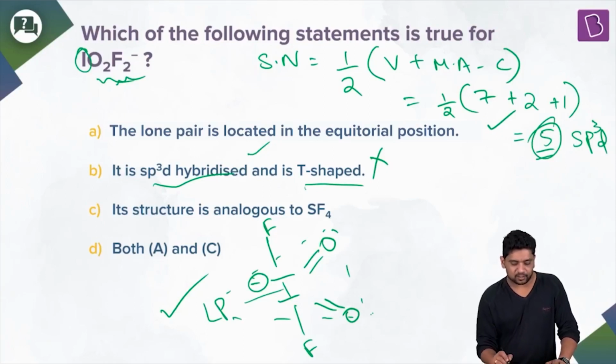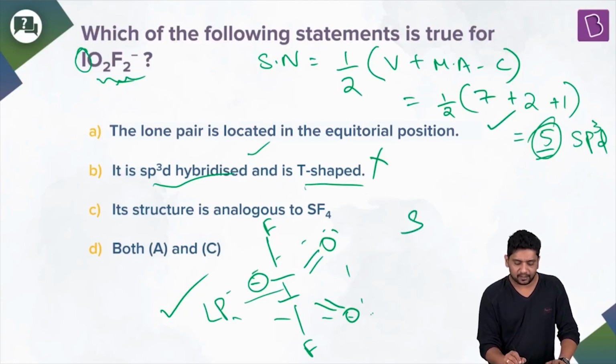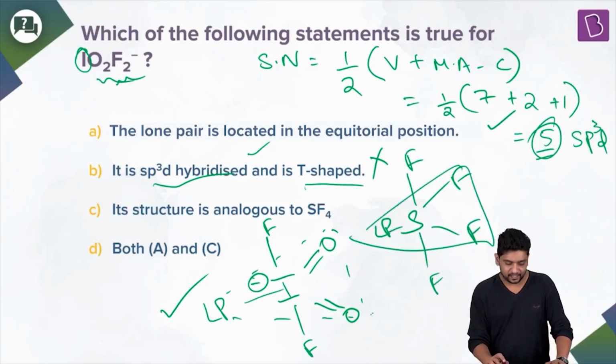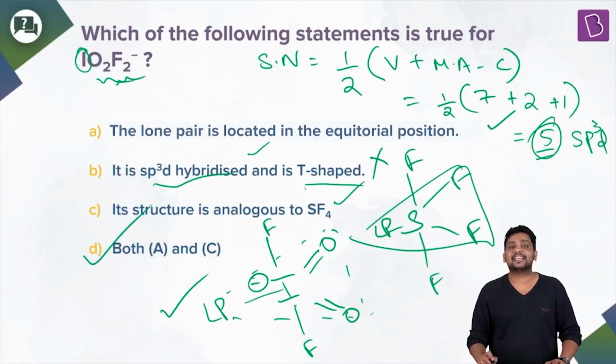Its structure is analogous to SF4. Yeah, true, right? SF4 similarly has one lone pair and 4 fluorine atoms. Analogous would mean that we are not saying it's exactly the same shape in every respect. We are just saying that they have a similar shape, right? So we can see that SF4 also has a similar kind of shape. So we can say that this is also a true statement. So obviously, what is the correct answer? D is the correct answer, which says both A and C are correct statements.